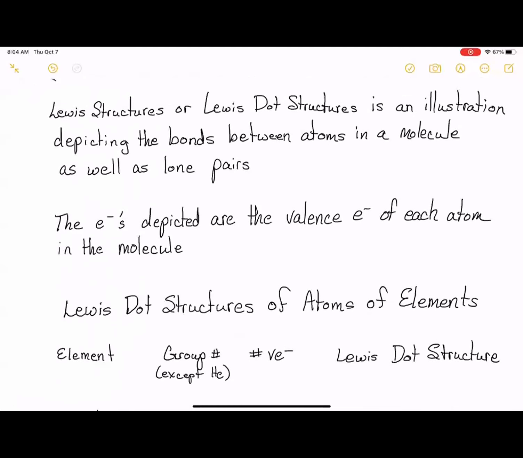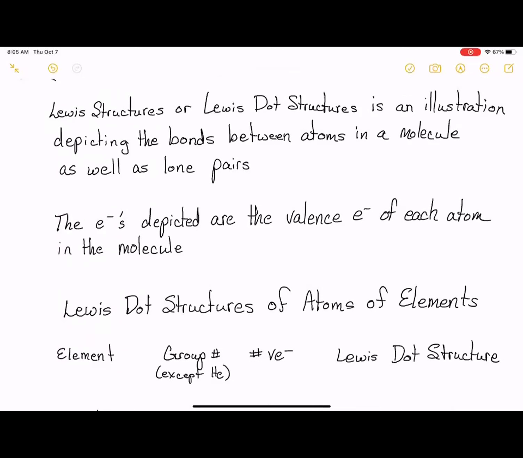First of all, Lewis dot structures are also known as simply Lewis structures. A Lewis structure is an illustration depicting the bonds between atoms in a molecule, as well as the lone pairs that exist on those atoms. All of the electrons that are depicted, whether they are bonding electrons or lone pairs, in a molecule will be the valence electrons of each atom.